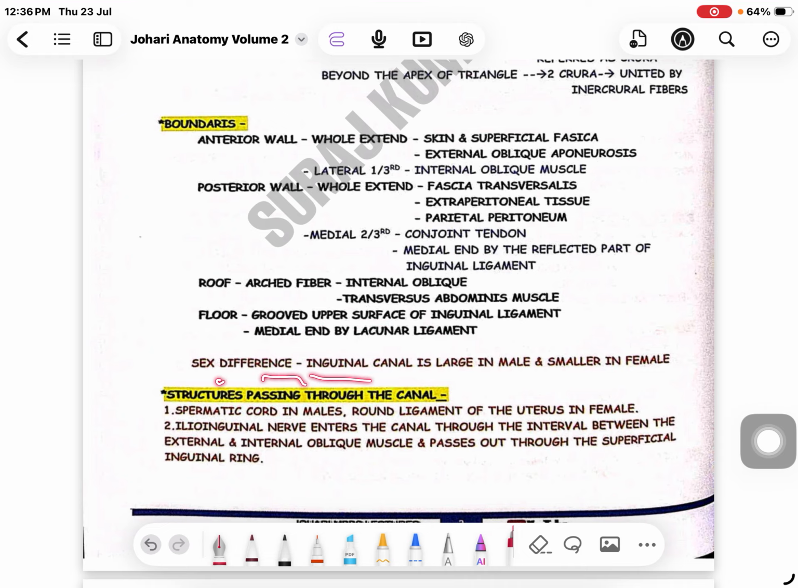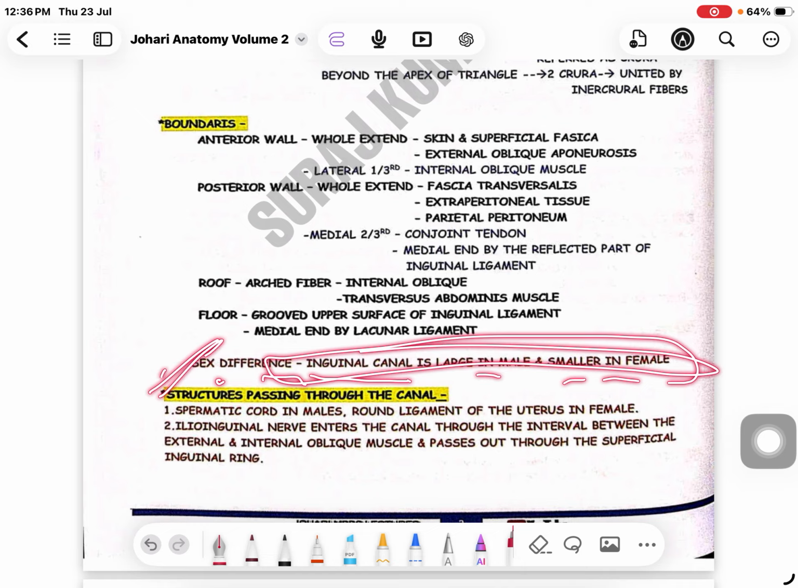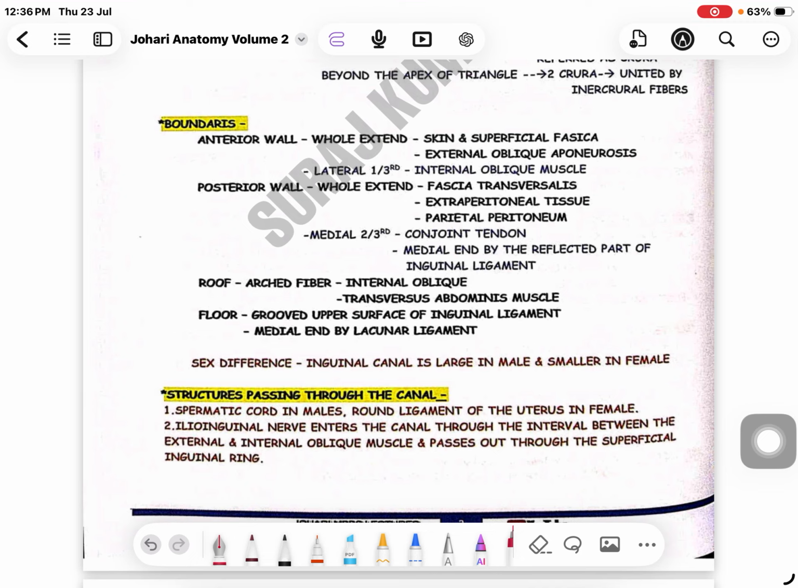Sex difference: inguinal canal is larger in male and smaller in female. So this is the reason why inguinal hernias are more common in males. This is the most common. This is the reason, because the inguinal canal is larger in male than in female.